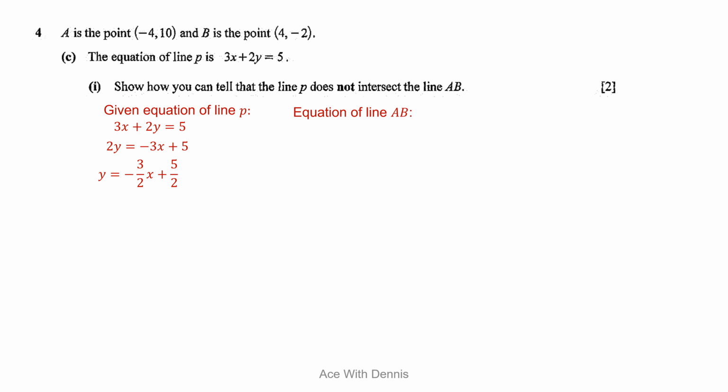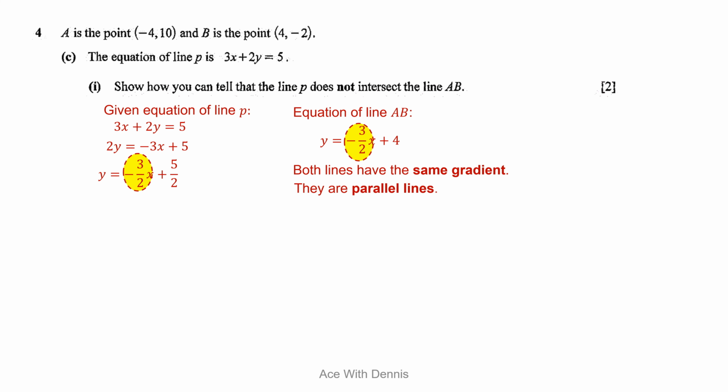And now we compare with the equation of the line AB, which we got in part B. It will be y equals -3 over 2 x plus 4. Now let's compare the gradient here. The gradient of both lines is -3 over 2. So this shows that both lines have the same gradient, and this means that they are parallel lines. Hence, line P does not intersect line AB. Therefore, shown.